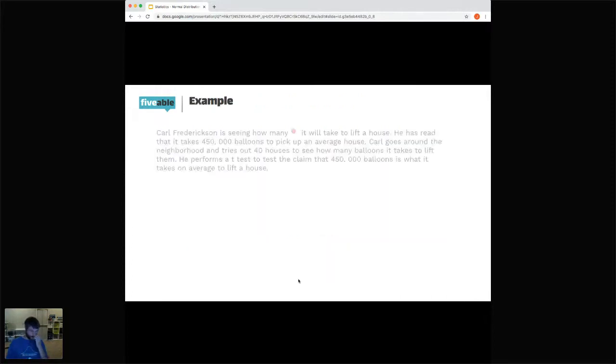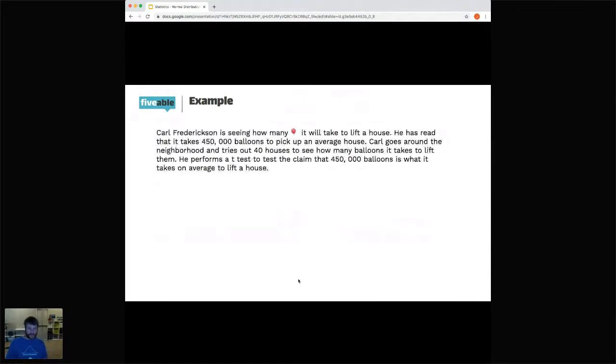So an example. Carl Fredrickson is seeing how many balloons it's going to take to lift a house. He has read that it takes 450,000 balloons to pick up an average house. So Carl goes around the neighborhood and he tries out 40 houses to see how many balloons it takes to lift them. He performs a t-test because we're dealing with means here. He's talking about the average amount it takes, not a proportion of houses, but the average amount of balloons.